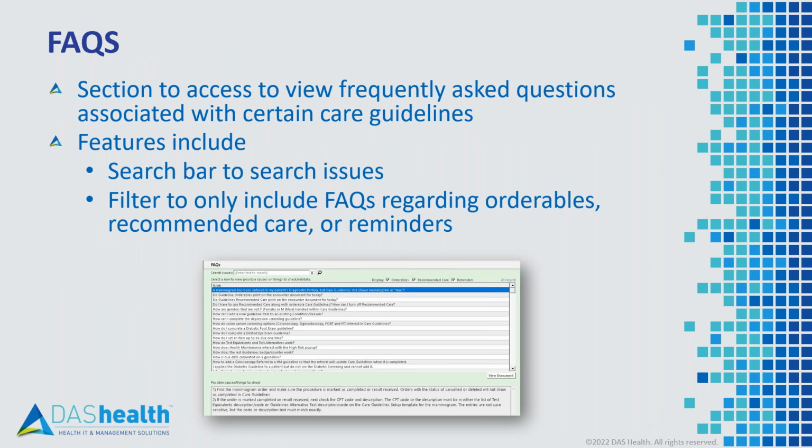So lastly, on that care guideline system practice template is the FAQ panel. This section allows access to frequently asked questions associated with certain care guidelines. There's a search bar to search specific issues and even the ability to filter via those little checkboxes. You can see them here in that screenshot, so that you're only viewing maybe FAQs regarding orderables, recommended care items. You also can print displayed information from the FAQ section as long as you have a printer connected to your system and that information is available.